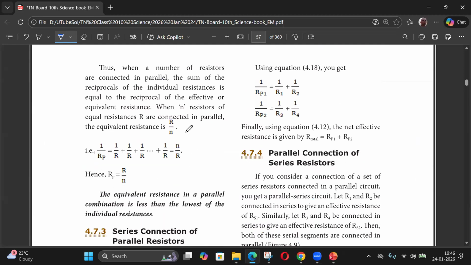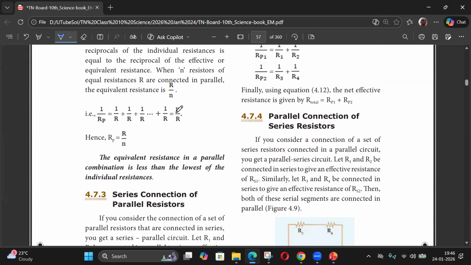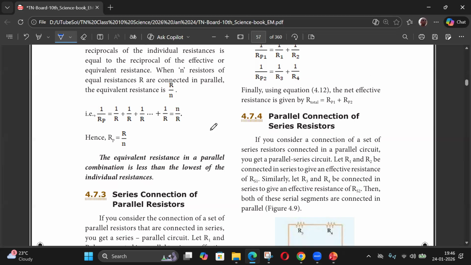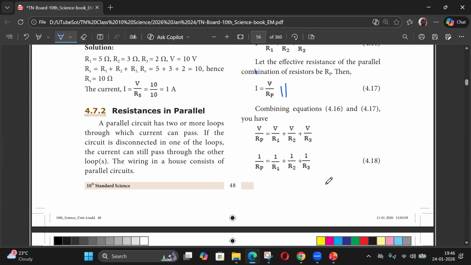So if you have n equal resistors, 1 by RP is n times 1 by R. In parallel, think in terms of 1 by R. Then you can take the reciprocal as R by n. So in parallel combination, when I have more resistors, the effective resistance will go down, because 1 by R is going to increase. When I add more resistors, 1 by RP will go up if I add more and more terms. That means RP will go down.